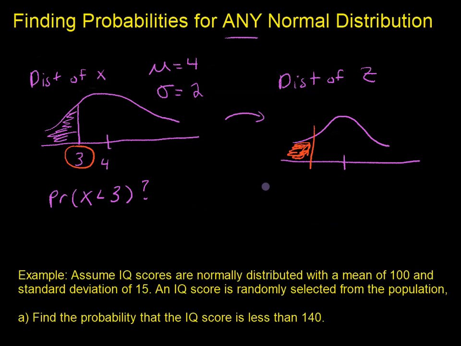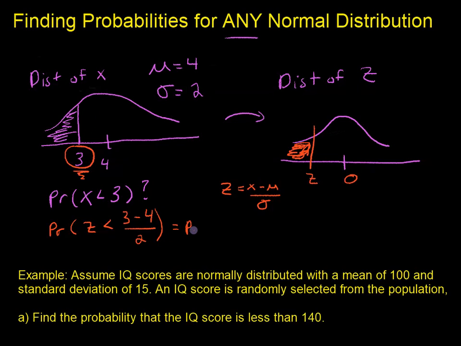Well, there's this formula: z equals x minus mu divided by sigma. This formula will help me determine the value of z that corresponds to this 3. So let's go ahead and try to calculate this. I'm going to transform this x into a z using this formula. So instead of it being 3 there, 3 is now the value of this little x. So 3 minus, now mu is 4, and sigma is 2.